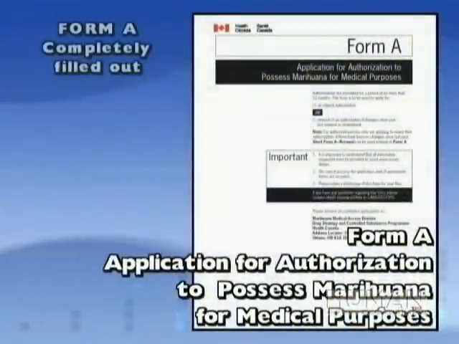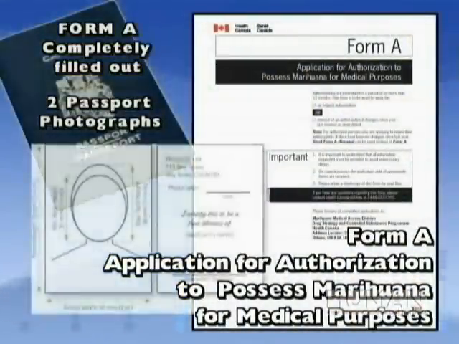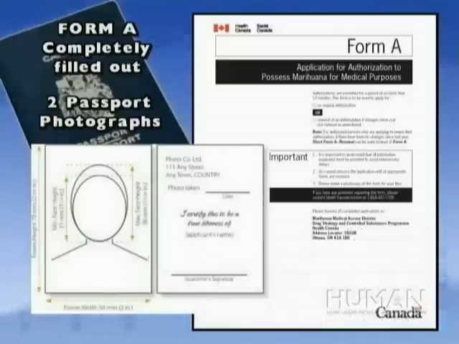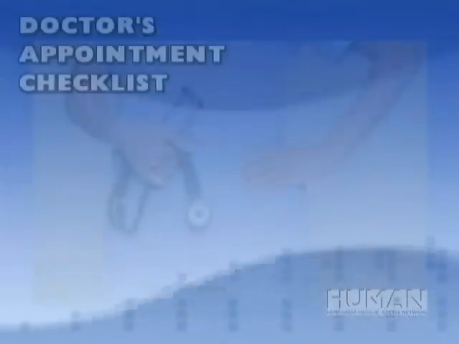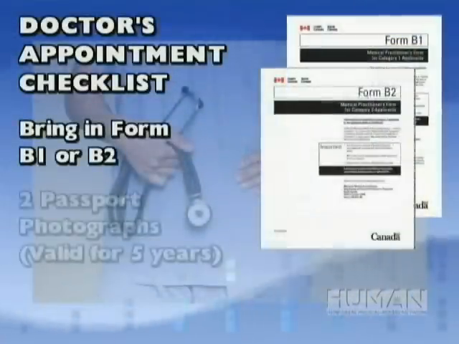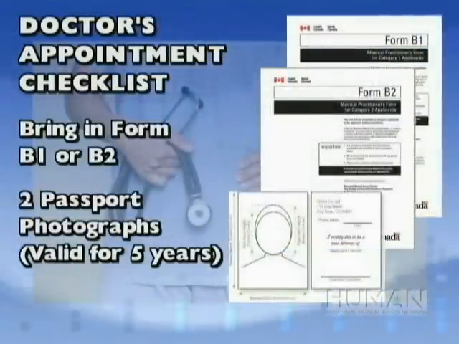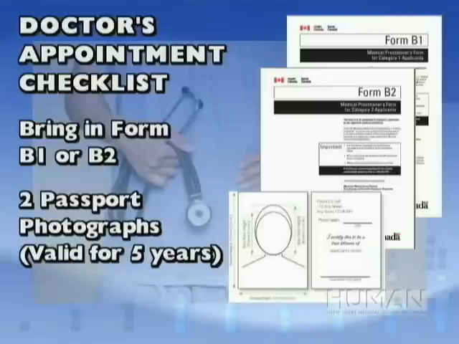Fill out Form A to apply for an authorization to possess, then get 2 passport photos made of you. Make an appointment with your doctor. Bring in Form B1 for your doctor to sign. You will also need to bring in 2 passport photos, which must be signed by your doctor. These photos will be valid for 5 years.